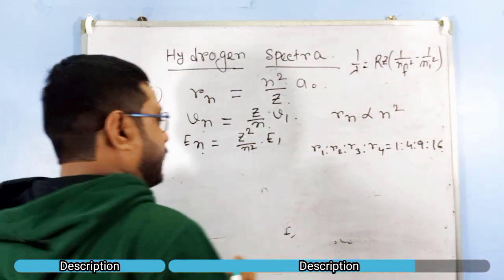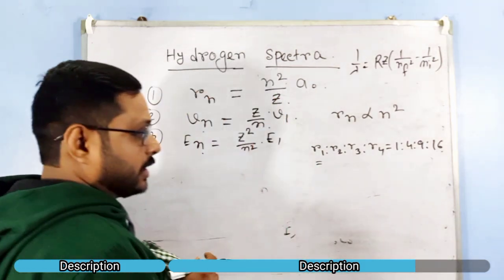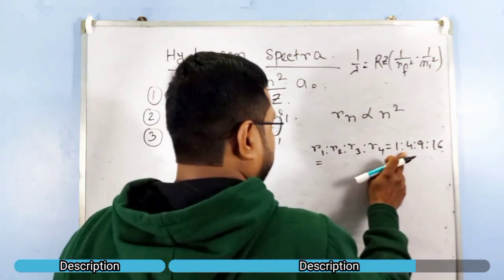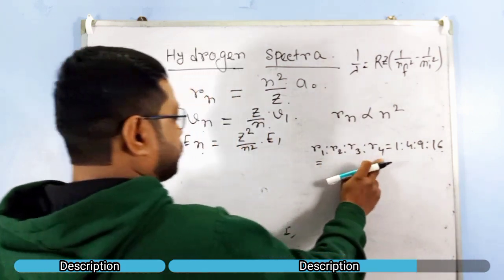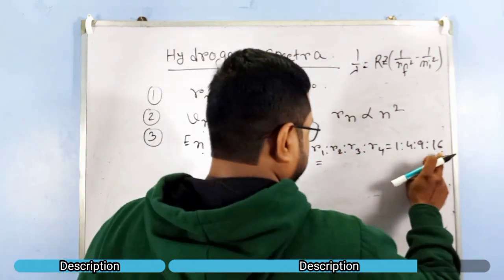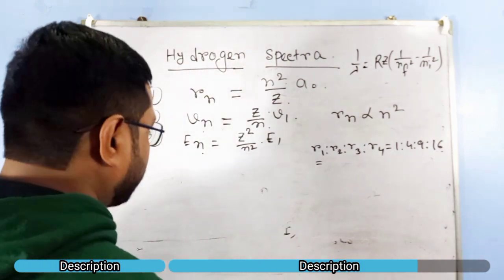That is, the radius of the second orbit is 4 times larger than the first orbit. The radius of the third orbit is 9 times larger. The radius of the fourth orbit is 16 times larger than the Bohr radius.